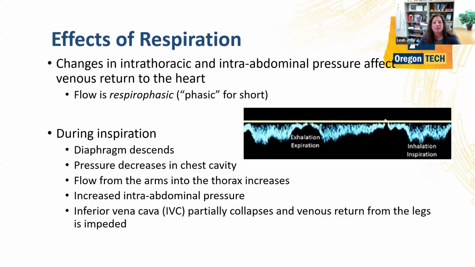Respiration has another great effect on the veins. So as we breathe, we see the flow in the veins change, and we call this respirophasic flow, also known as phasic flow. And this happens because as the diaphragm moves when we breathe in and out, it changes the pressure in our chest cavity versus our abdominal cavity. And the change goes back and forth, and this actually helps keep the blood moving as we're breathing. So you can see in this particular vessel, when the patient exhales, there's less flow. When they inhale, there is an increase in flow.